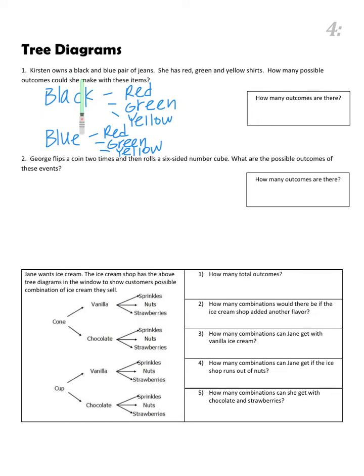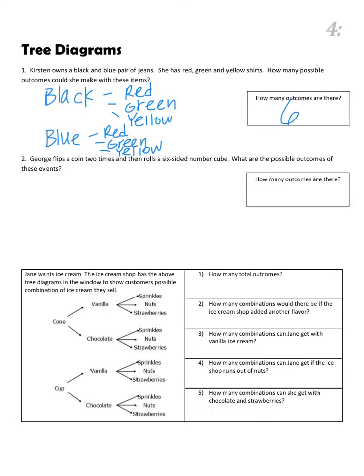So Kirsten owns a black and blue pair of jeans. She has red, green, and yellow shirts. How many possible outcomes could she make? So I made this tree diagram horizontally, so I started by putting it in order, black and blue pair of jeans. Then I added on red, green, and yellow. To determine the number of outcomes, you want to count this farthest away branch. So 1, 2, 3, 4, 5, 6. So there are 6 different outcomes.